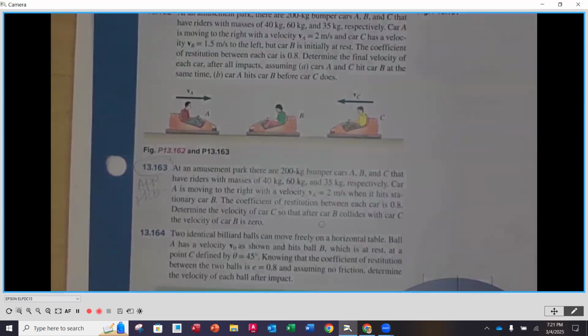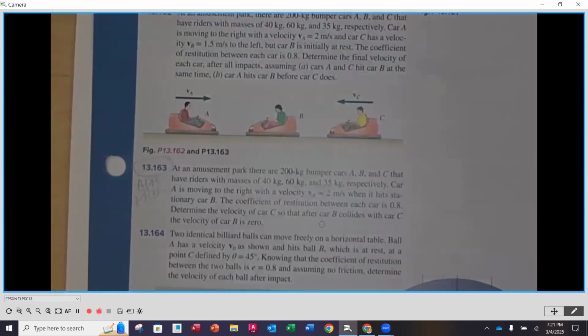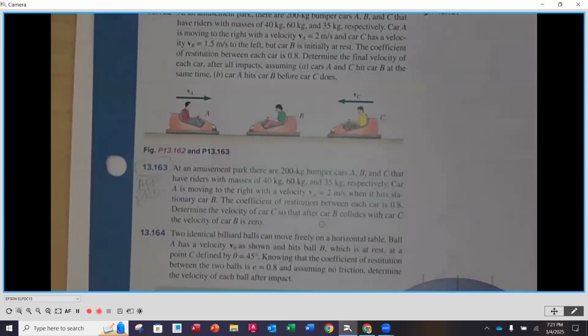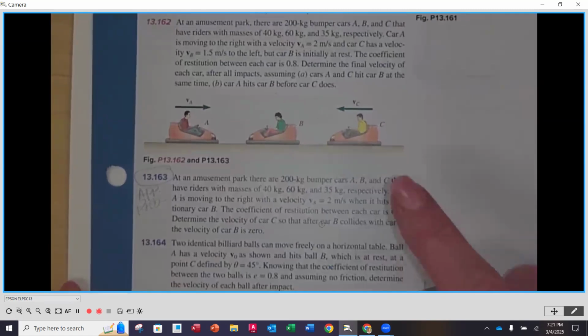Be aware that this is sometimes one of those problems where you might not always be confident in the direction of the velocities. So what I suggest is to just assume positive direction for everything. That way, if you get a negative as a final answer, you know that you need to make that velocity the opposite direction. Does that make sense to everybody? Okay, that's how I deal with it when I'm not sure about directions. I let my math figure it out for me. So that is problem 13.163.